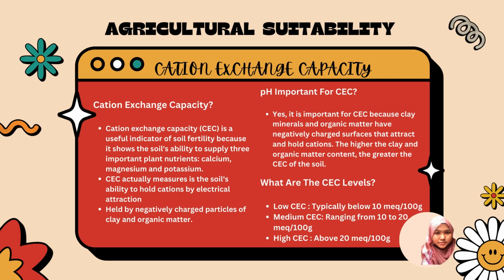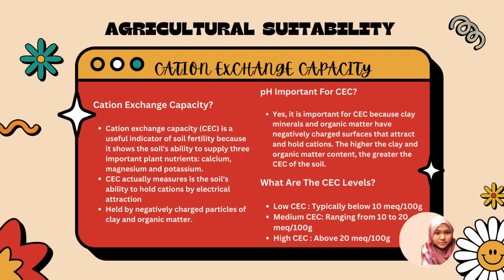pH affects the charge on the soil particles, particularly the clay and organic matter components. At different pH levels, the exchange sites on these particles can be either positively or negatively charged. In acidic soils, which have lower pH values, the exchange sites tend to be occupied by hydrogen ions, resulting in a net positive charge. On the other hand, at higher pH levels, which is in alkaline or basic soils, the exchange sites can become negatively charged, attracting and retaining cations more effectively.